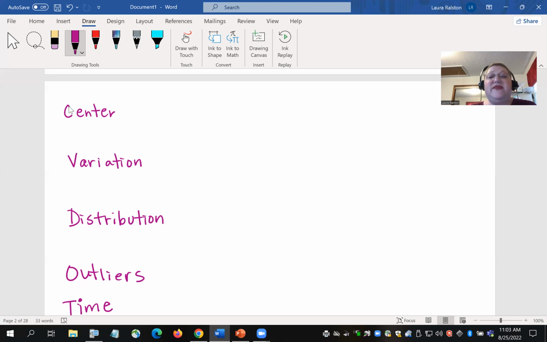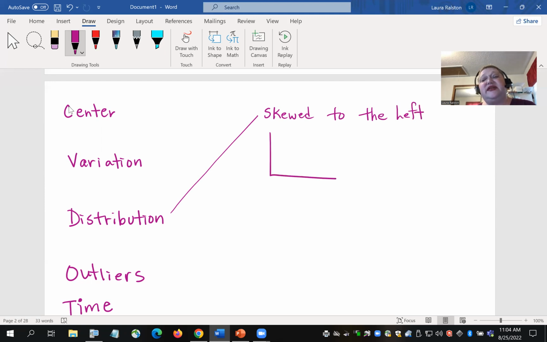We did talk about distribution. And again, I want to remind you, because we're going to come back to this in a minute, of the 3 distributions that we talked about. We talked about skewed to the left. Skewed to the left visually, you have very few data on the low end, but you have lots of data on the high end. Remember, your scale always runs low to high, and you have your frequency on the vertical.